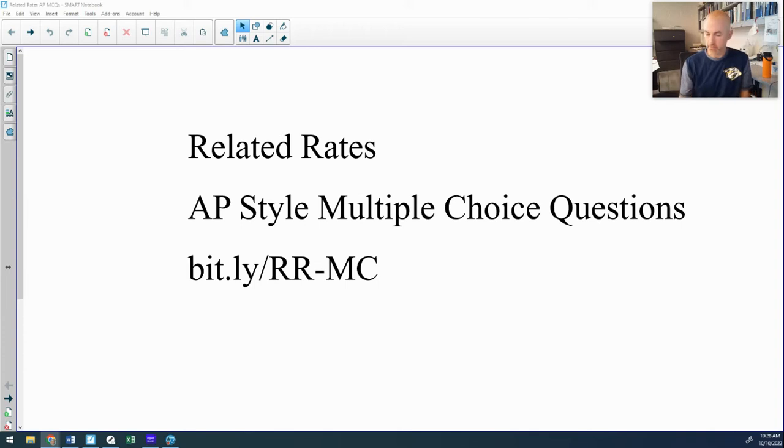We're going to look at some multiple choice questions on related rates today. These are all AP style. However, I know that one of these 5 questions in particular was not truly an AP question because of the way it is worded. But we'll look at that in a minute.